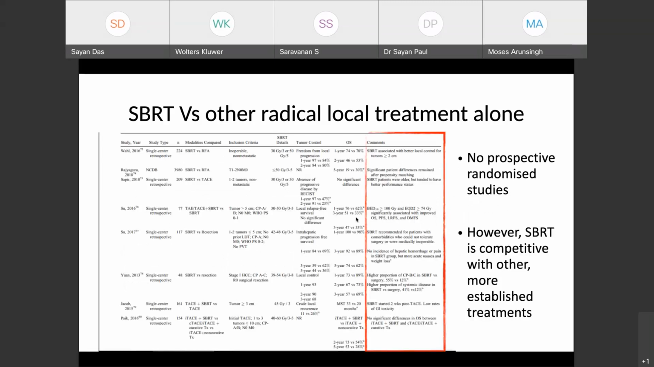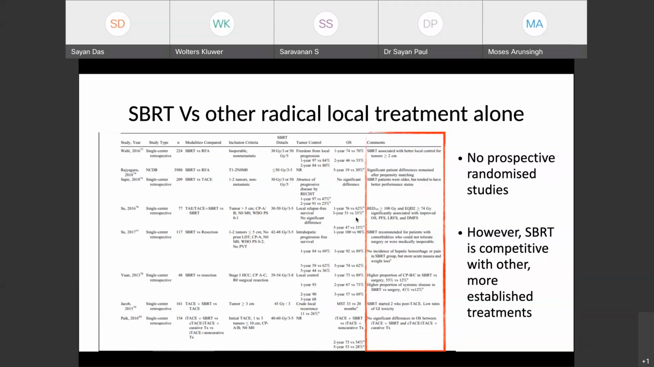As SBRT is still evolving and it still has to fight for its place in the management algorithm, let's look at how it fares against the conventional radical local treatments. Again, pretty complicated tables, and I'm not sure how many of you can actually see them, but what I'll try to highlight is, again, look at the last column. First and foremost, all these trials that I'm showing here are retrospective series comparisons, because there are no prospective randomized data as of now with a head-to-head comparison. Trials are going on. However, what can be seen from these retrospective data is that SBRT is at least competitive with the more established treatment regimens.